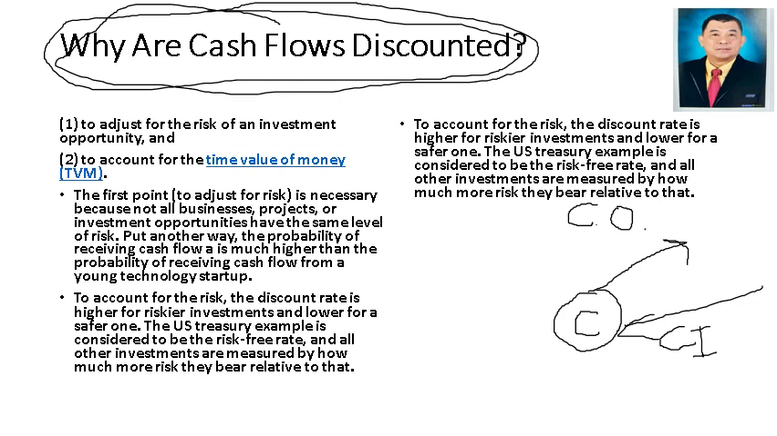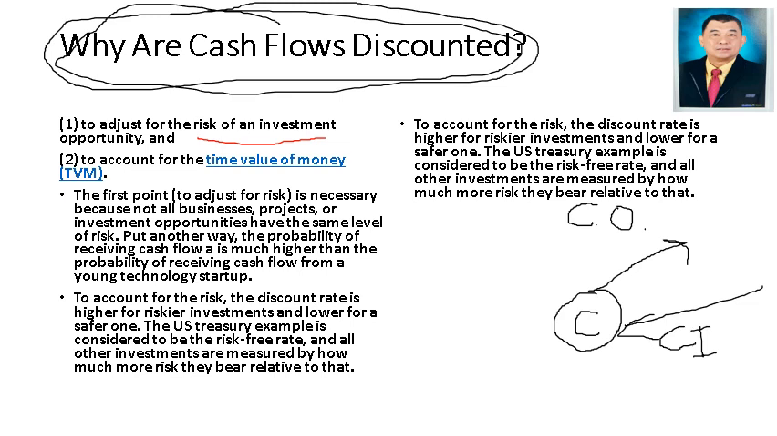Now, the question here is why? Why do we need to discount our cash flow? There are two reasons. Number one is to adjust for the risk of our investment and opportunity. Of course, the higher the risk, the higher is the reward, and vice versa. And also to account for the time value of money. There are present value of money and future value of money.